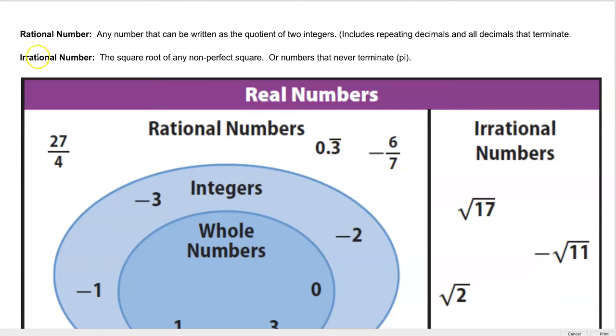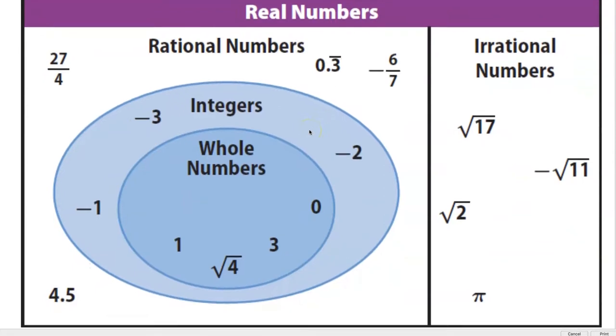A rational number is any number that can be written as the quotient of two integers. That is the definition of it. So that means any number that can be written as a fraction. Okay, and we'll take a look at some examples in a second. It includes repeating decimals and all decimals that terminate, that end. Okay, so let's take a look at some examples of rational numbers.